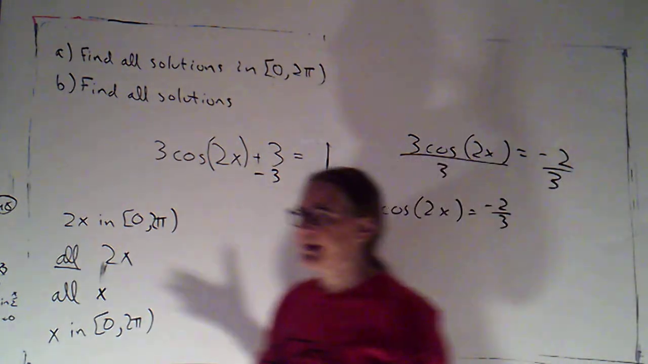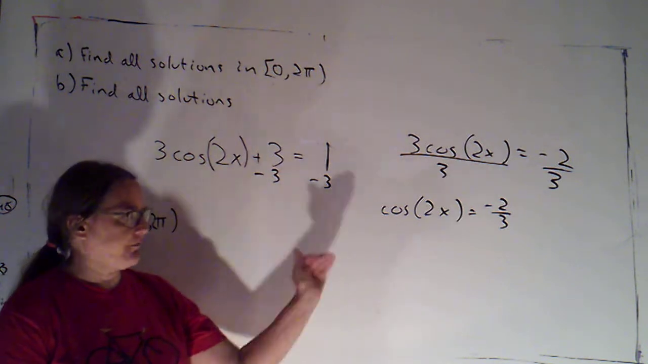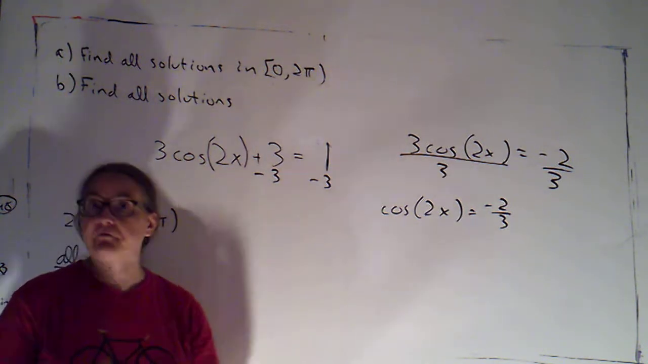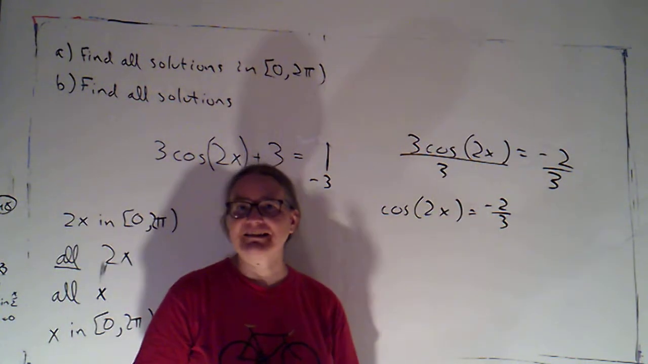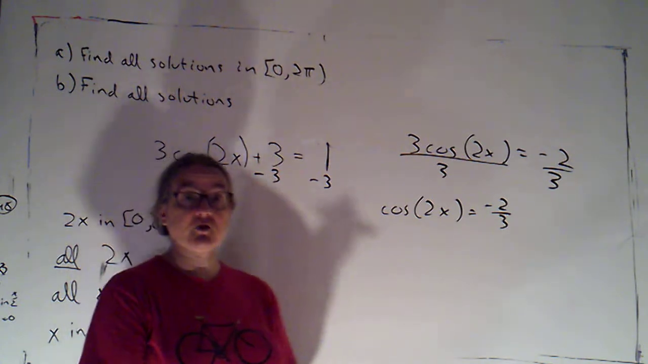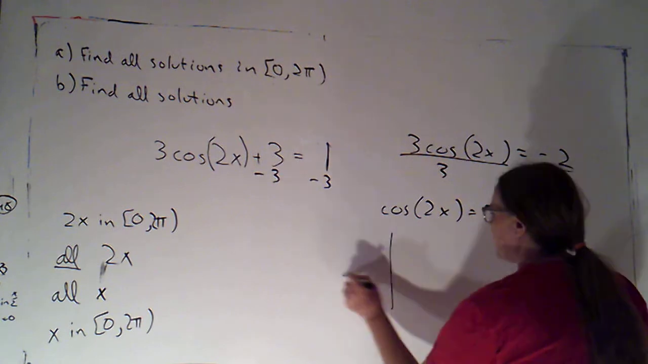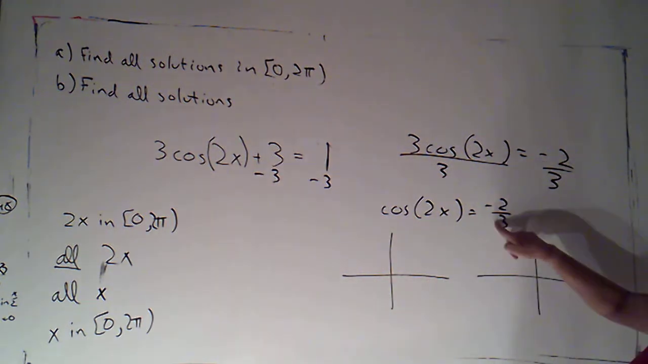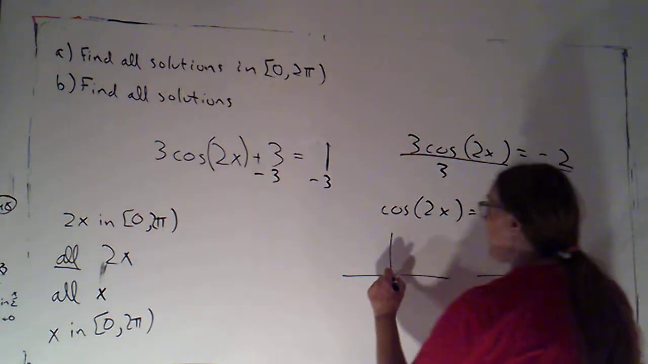Now I look at that and I say that's not going to show up in a 30, 60, 90 or a 45, 45, 90 triangle. Or if I've memorized the unit circle, I don't have any points where x or y is a negative 2/3. Okay. So I'm going to have to describe that using inverse trig. But what quadrants are we in? So since that's negative, we're going to have a value of 2x in quadrant 2.